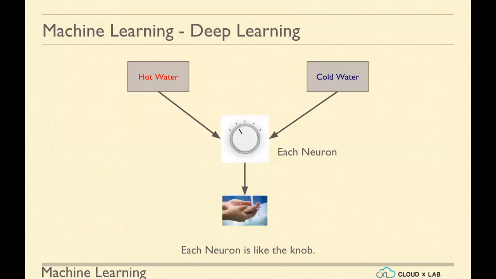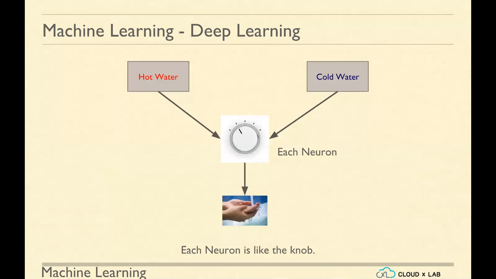So what will we do? We will probably keep the knob in the midway and check if the water is okay. And then we will twist the knob to the left a little bit, and then we'll check whether the water is good or not. If it is going hotter, then we go to the other side. If it is going colder, or if it is going to the okay side, then we will stay there. So the purpose here is that we twist the knob in order to get the water that is just right for you.